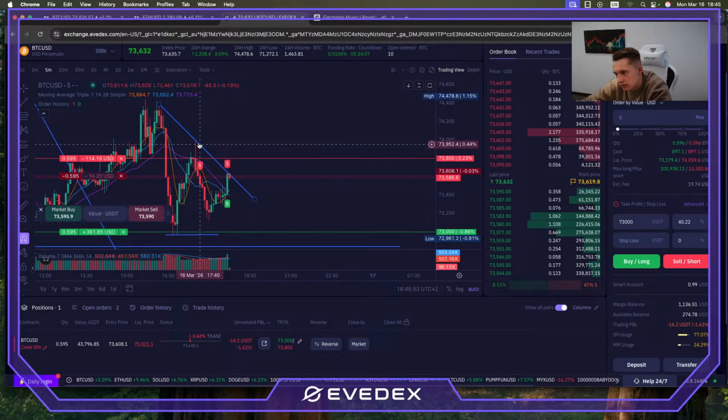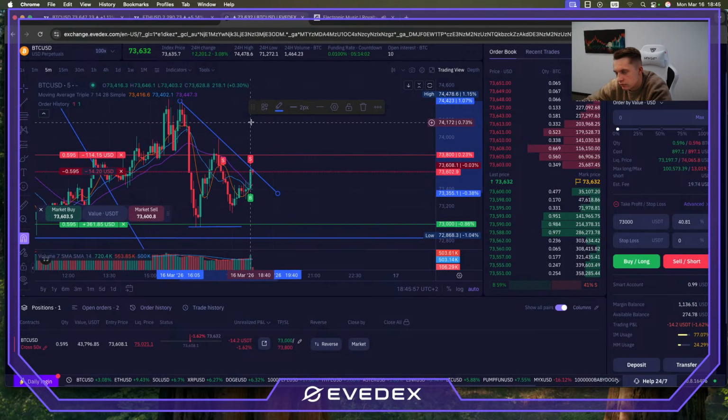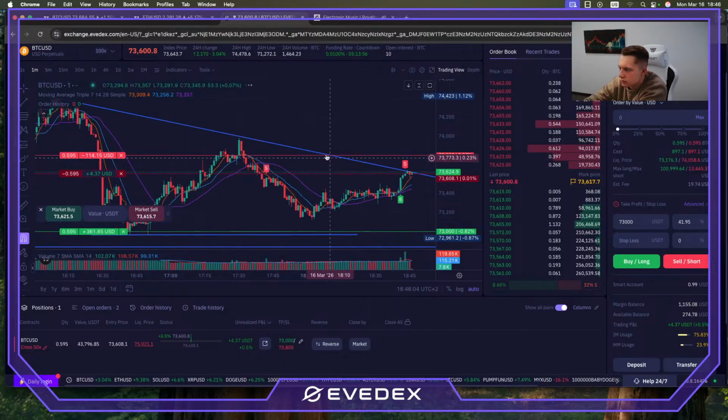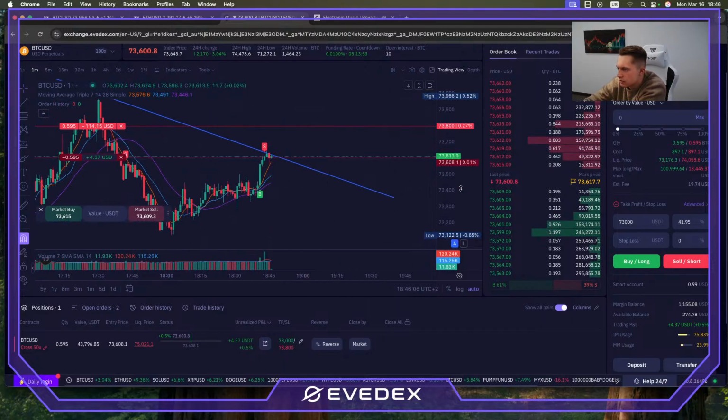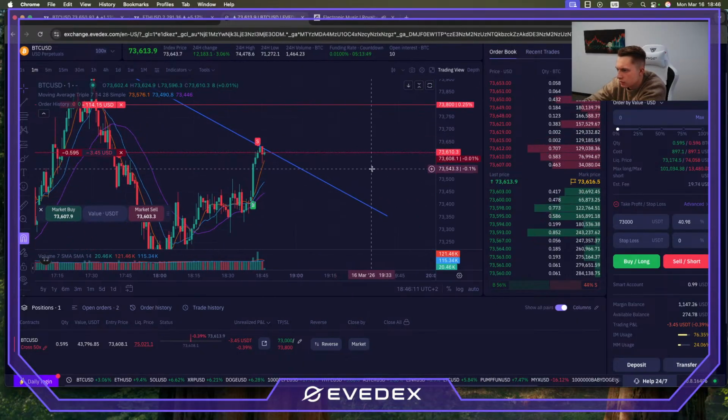So as you see, this one perfectly touches that line. That's if we were to go from that peak. And maybe not quite perfectly, but it does touch it. So to me, that kind of just looks like a third peak.